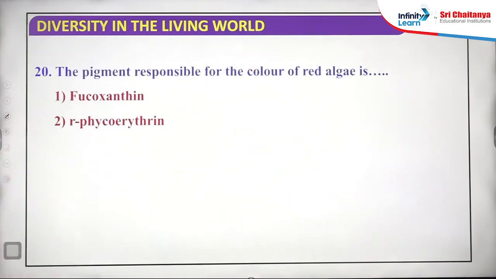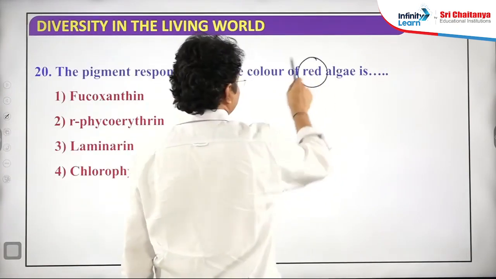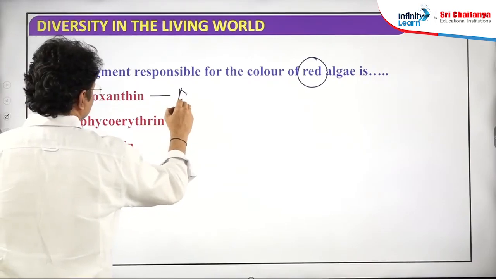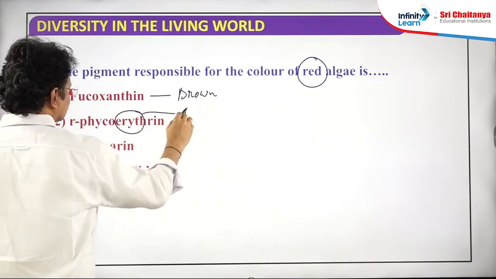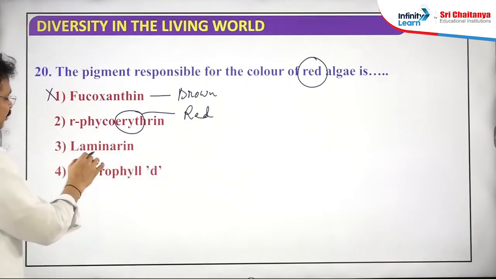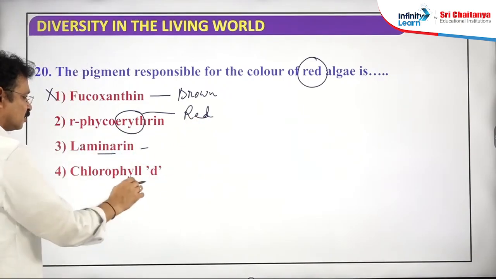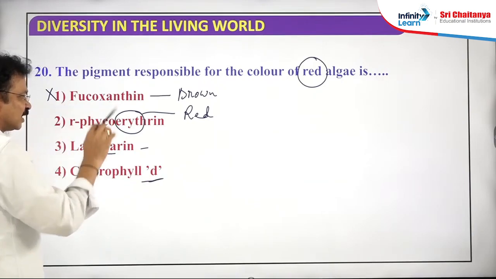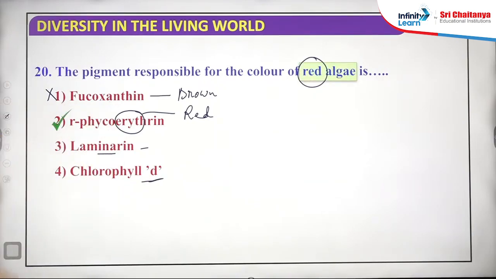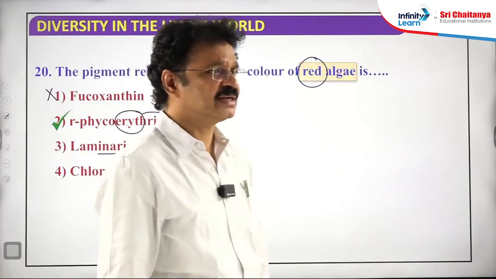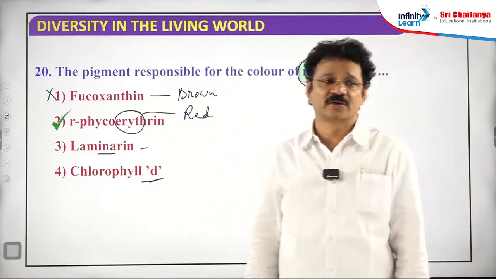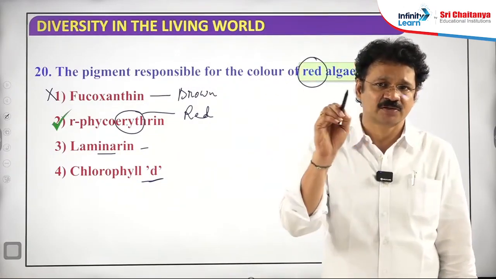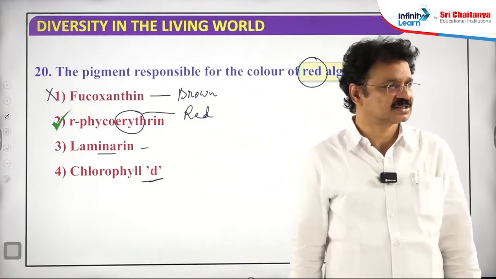One more question. The pigment responsible for the coloration of the red algae. Fucoxanthin causes the brown coloration of the brown algae. Erythro means red. Laminarin is not a pigment, that is the food material. Chlorophyll D is a pigment but doesn't cause the red coloration. Then the right answer is the second option. Yes, good. What is another name of RBC? Red blood cells. Erythrocytes. Erythro, red. That's why the common name of erythrocytes is RBC, red blood cells.